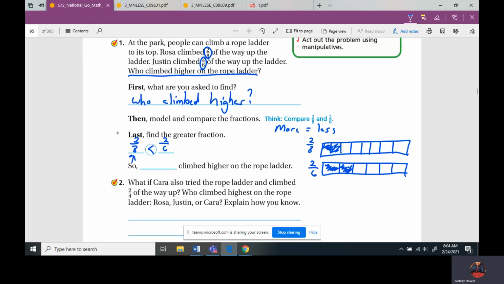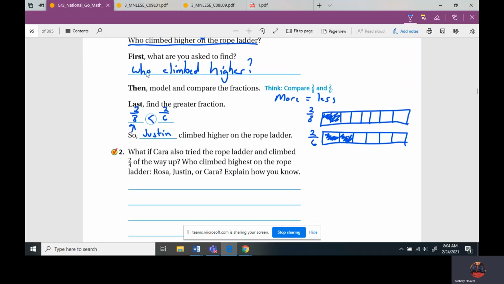Look how much bigger 2/6 is, because with 2/8 the pieces are smaller. We both have 2 pieces, that's fine, but your pieces are going to be smaller. So really, who climbed higher? It's whoever did 2/6, and that was Justin. So Justin climbed higher on the rope.